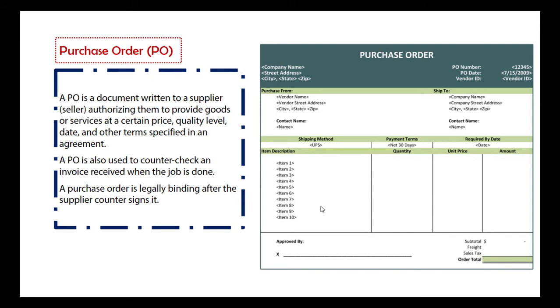A PO is also used to countercheck an invoice received when the job is done. We are going to talk about invoices very soon, so don't worry. When the invoice is given out, the PO is used to cross-check: that is what I ordered you to provide. Is it the same thing that you provided that has been written on the invoice? A purchase order is legally binding after the supplier countersigns it.